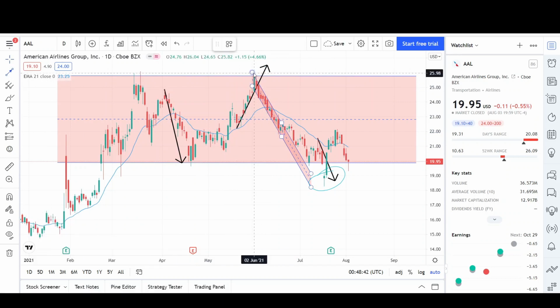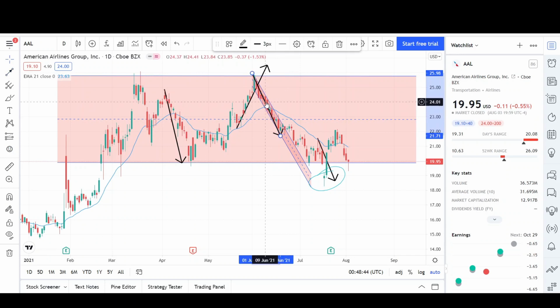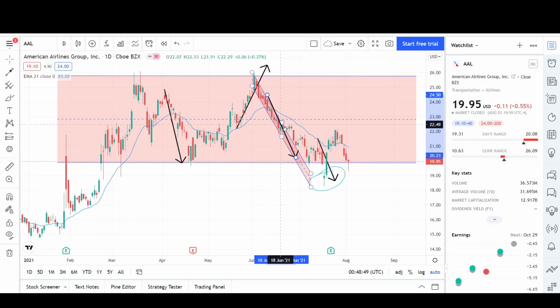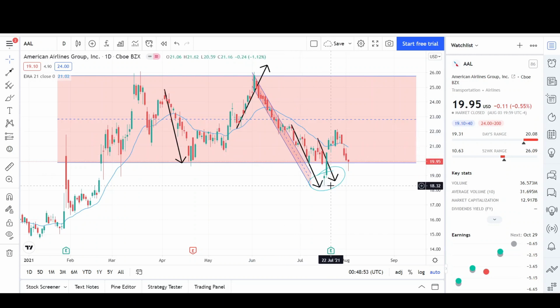And the last leg that I'll draw is this one right here. This was the first leg down, and then we kind of went sideways for about 6 to 7 bars. And then if I just move it over, that's pretty much almost a perfect measured move right there.